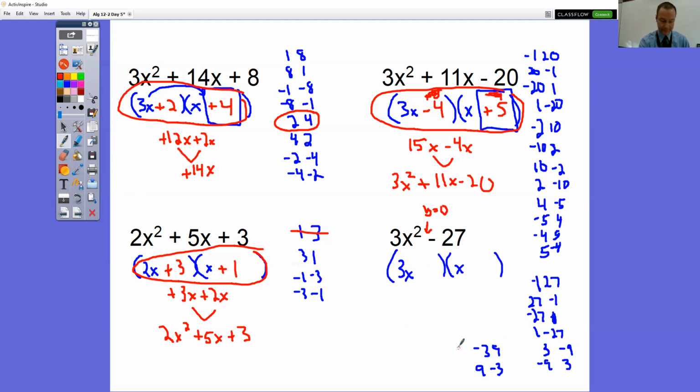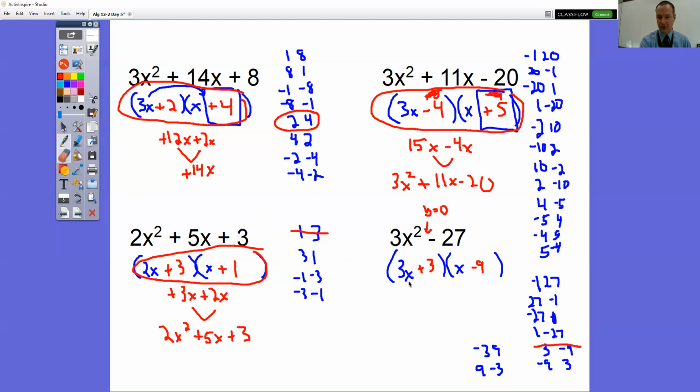Let's try a 3 and a negative 9. Now, let's take a look at this. If I do my inners, I have a 3x. If I do my outers, I have a negative 27. Negative 27 plus 3 is not 0. So it can't be that one.